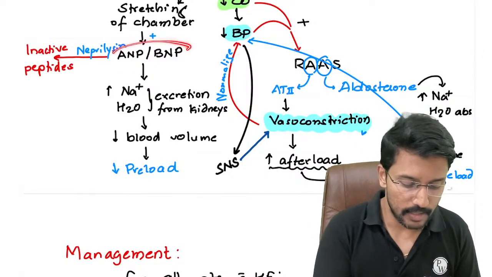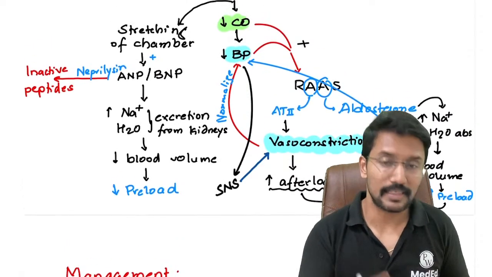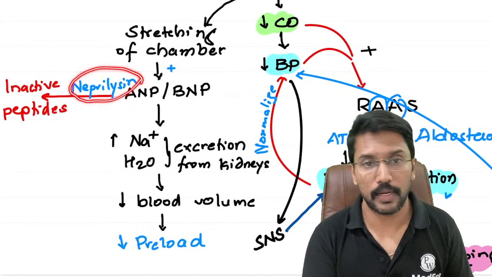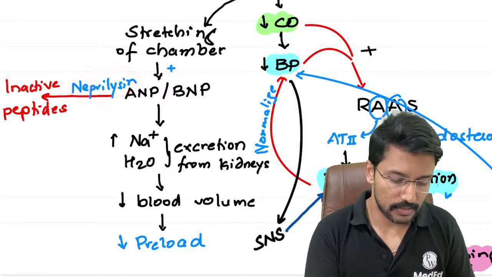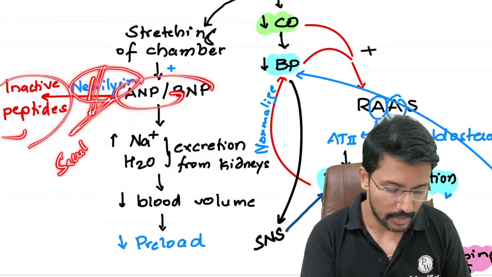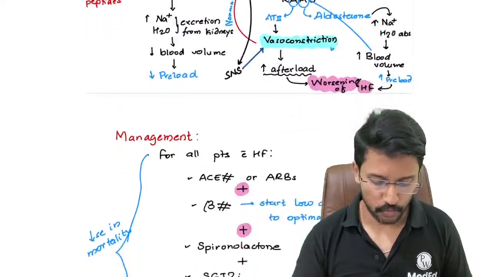But when it comes to this ANP, BNP, how can I enhance its activity? By blocking its degradation. So once they are produced and released, there is an enzyme called neprilysin, which converts this ANP, BNP to inactive peptide. So I can block it with neprilysin inhibitors. Example is sacubitril, right? So this is the pathophysiology.